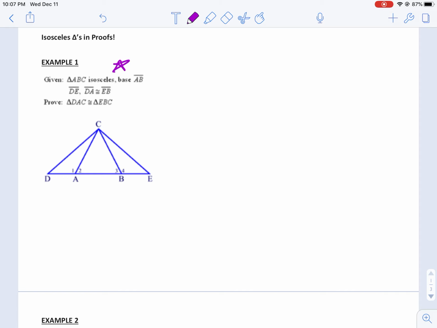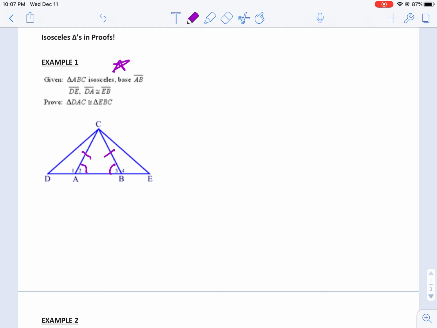They're just laying out the land for us, meaning they can't just tell us ABC is isosceles and have us assuming who the congruent sides are. So they're telling us that AB is the base, because now we know that if it's the base, these two must be the congruent sides, and these two must be the congruent angles. That's a nice bonus, because once they tell you something is isosceles, you get not only two congruent sides, you also get two congruent angles. That's a beautiful thing.